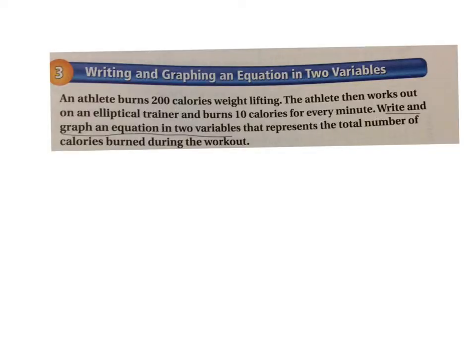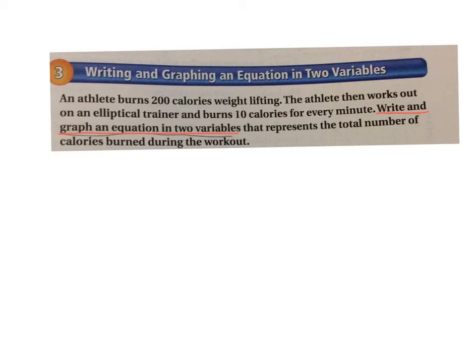So the types of problems that you're going to see on your homework today are similar to this one. It says an athlete burns 200 calories weightlifting. The athlete then works out on an elliptical trainer and burns 10 calories for every minute. Write and graph an equation in two variables that represents the total number of calories burned during the workout. So I want to direct your attention to the directions. The directions say write and graph an equation in two variables that represents the total number of calories burned during the workout.